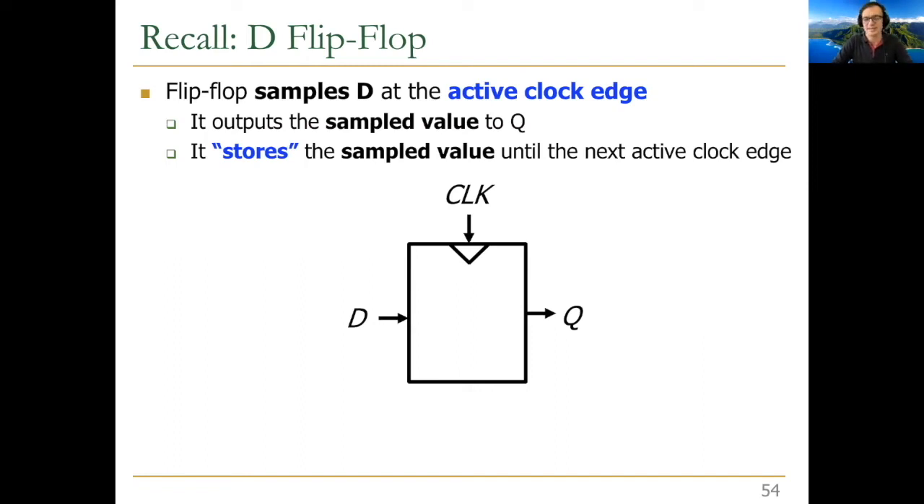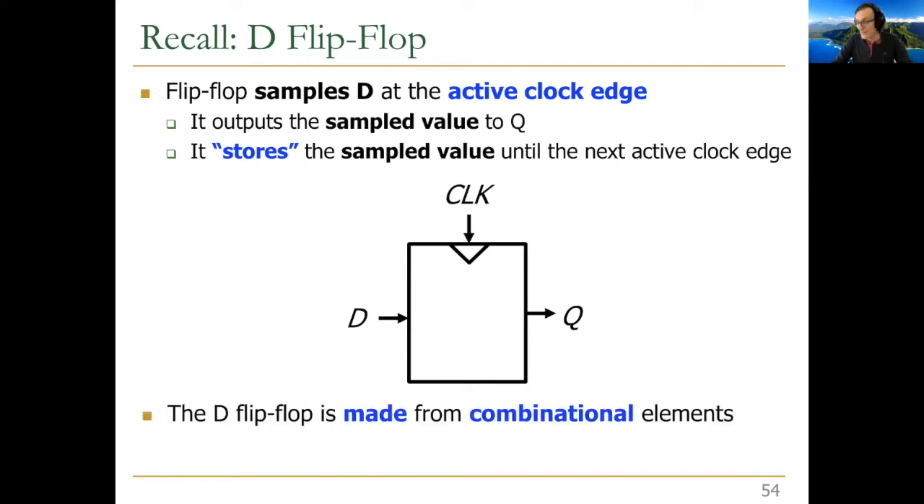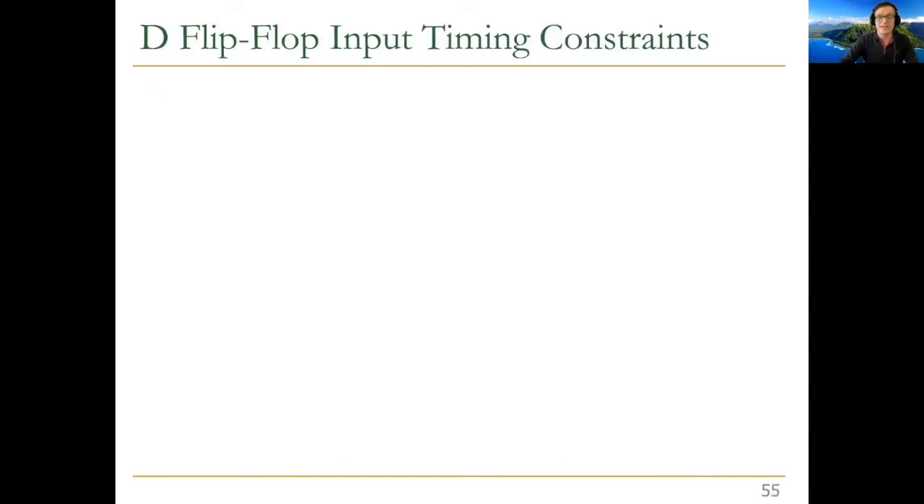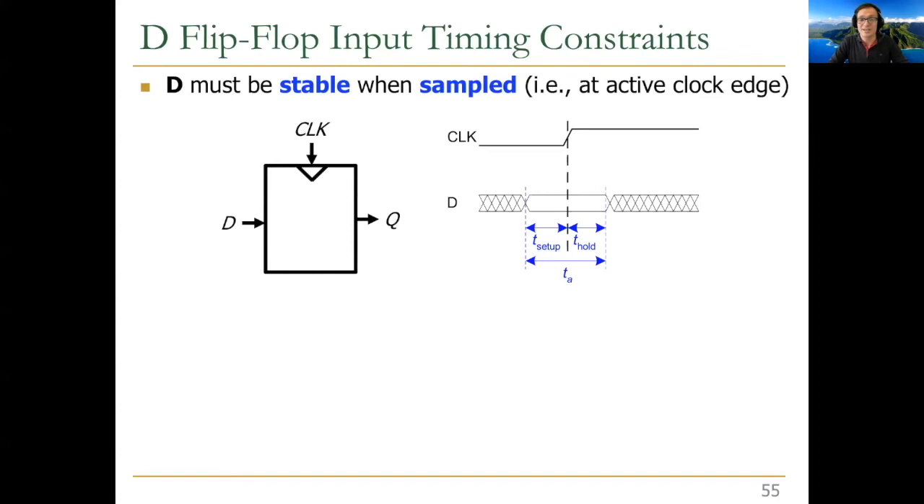And this is our abstraction. But we also know that the flip-flop is made from combinational elements, right? And we gave one example of a flip-flop. There are many different implementations of a D flip-flop, actually, which we did not really cover internally. But all of these, D, Q, and clock, all have timing requirements. And that's the essence of sequential time. So let's take a look at the D flip-flop input timing constraints.